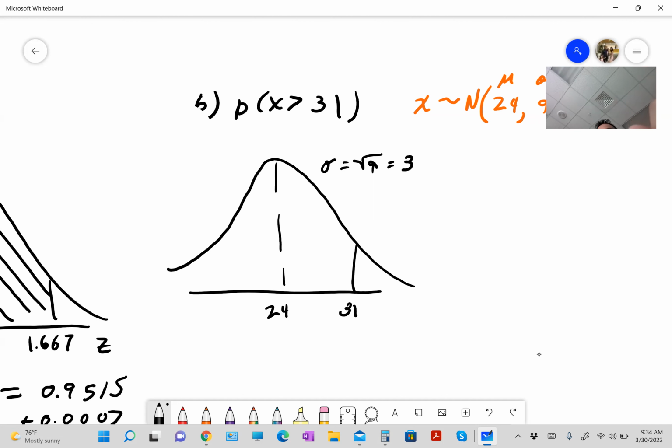So greater than, what does greater than mean? It means shade to the right. Numbers that are bigger than 31 are to the right of it. So we want to find this area.